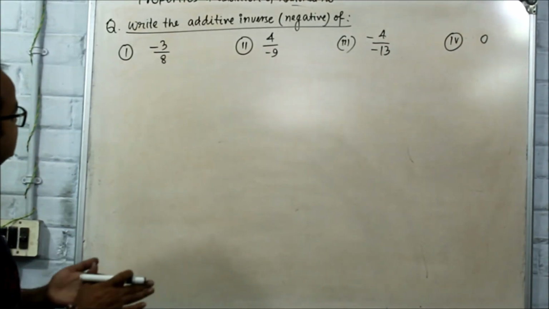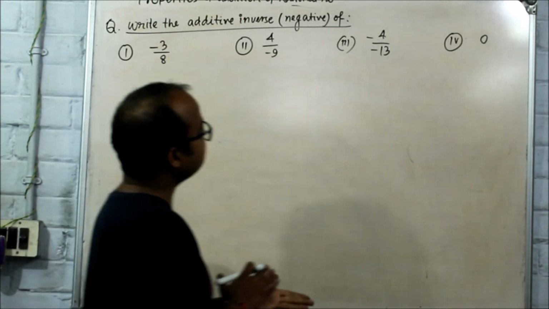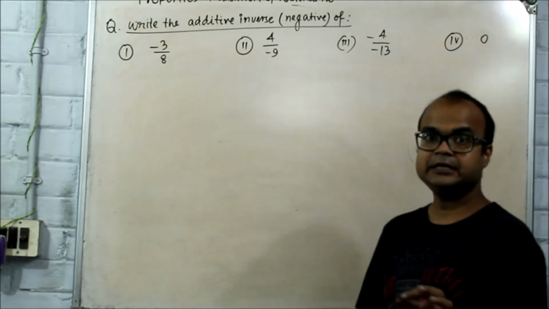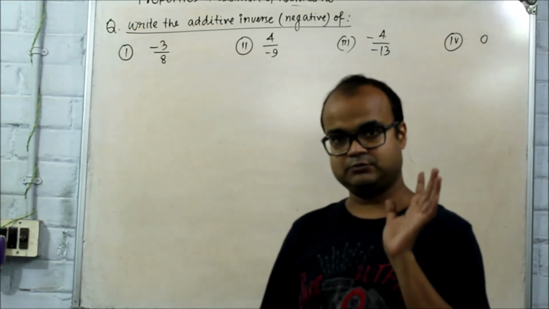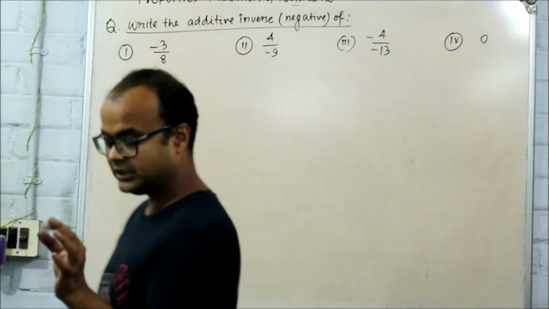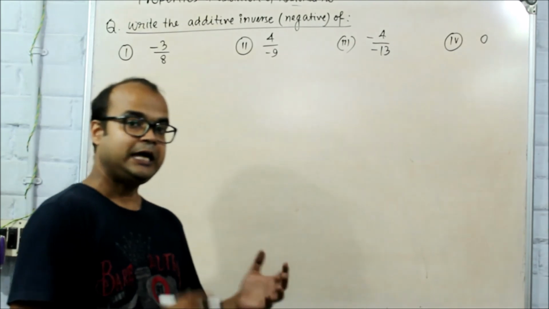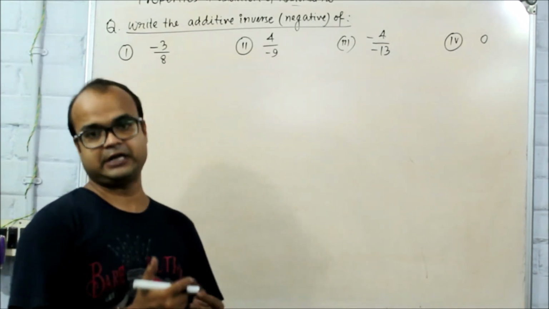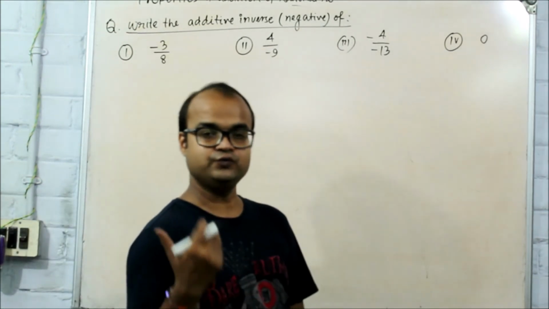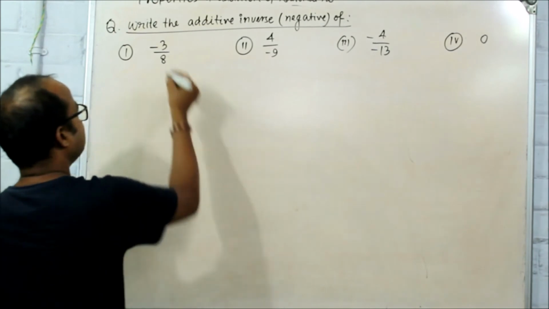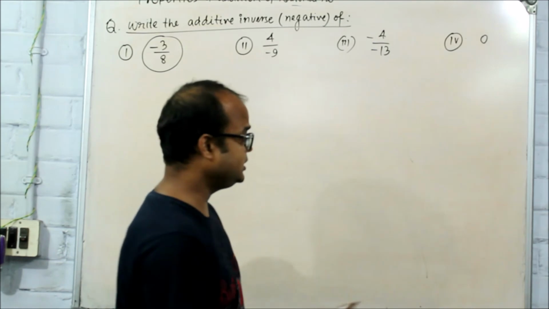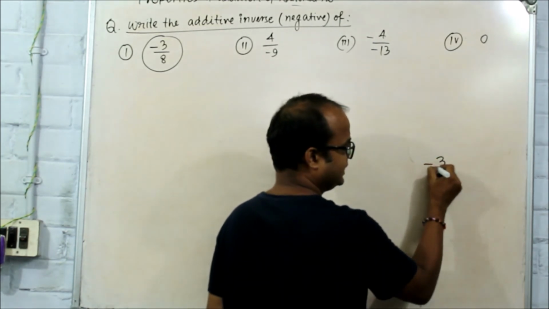Now next is write the additive inverse of, or negative of. Additive inverse means it is a negative of a rational number. If you watch my first part where I explain the inverse, additive inverse means negative of a rational number. Now what is your approach to find out? Now you can say, okay, minus 3 by 8. So negative of a rational number. So minus 3 by 8.